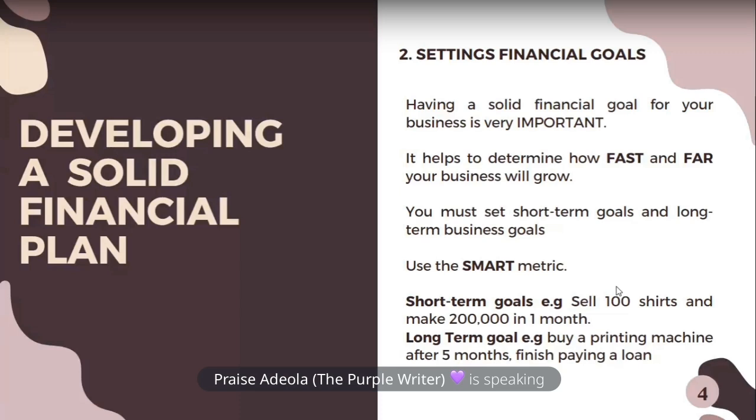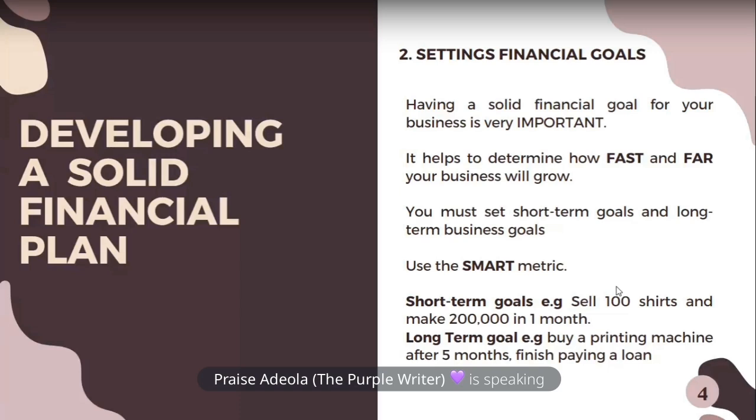Also, you can divide your goal into short-term and long-term. Now, this is a long-term goal. Your long-term goal, if you are in a business like a printing business like me, a customized business, you just started out, and you say to yourself that in 5 months' time, I want to buy a printing machine. For example, now you are outsourcing your business. Let's say you are giving somebody to be printing on the shirt, and you know it's a cost for you. But in 5 months' time, you want to have your own machine, right?